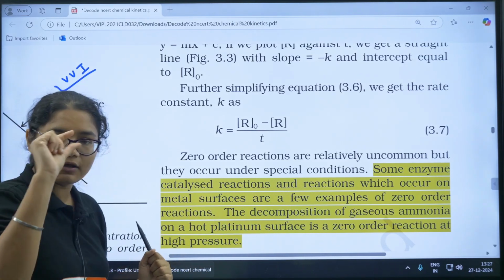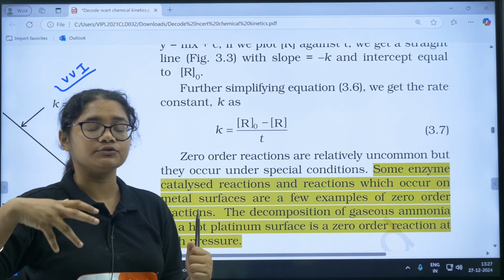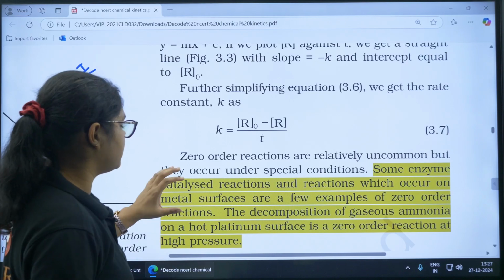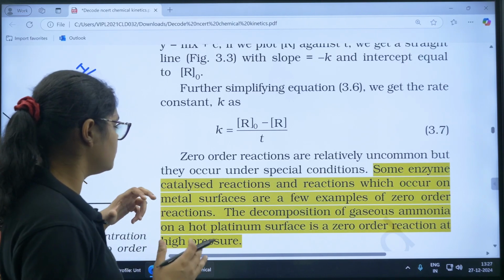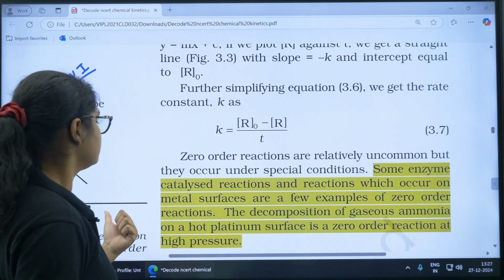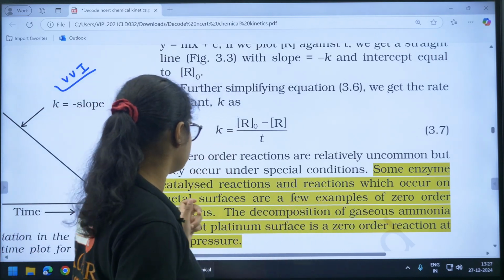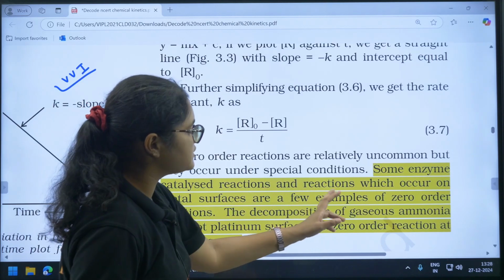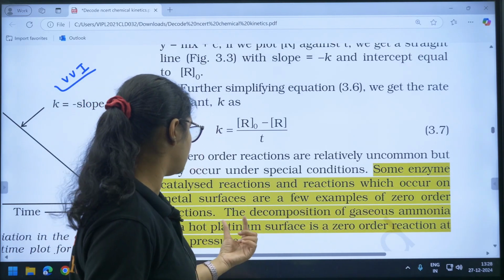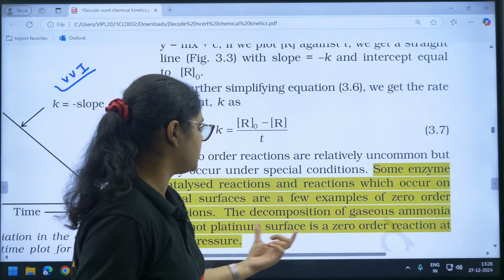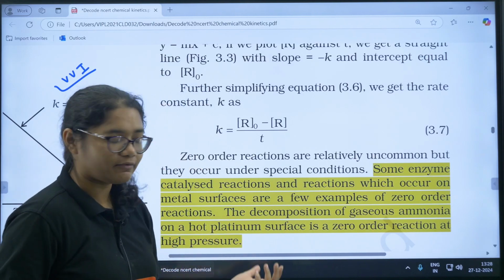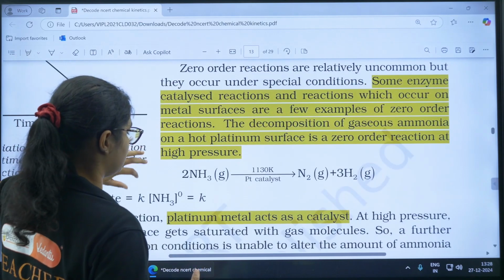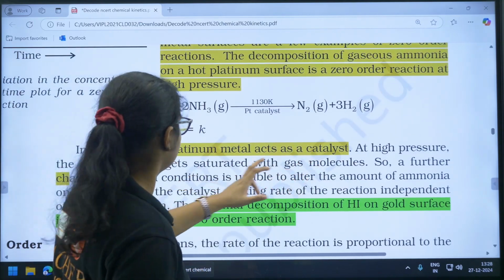Okay, question can be like a reaction is given to you and then it is asked which order reaction is there. And this is especially very important because here it tells you why it is a zeroth order reaction. So you can see some catalyzed reactions and reactions which occur on metal surfaces are few examples of zero order reaction. The decomposition of gaseous ammonia on a hot platinum surface is a zero order reaction at high pressure. Explain why. Why is this reaction a zeroth order? So explanation is also given in the book. You can see here. This part is the explanation.